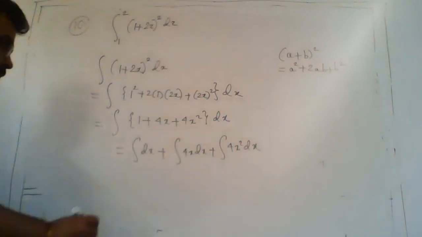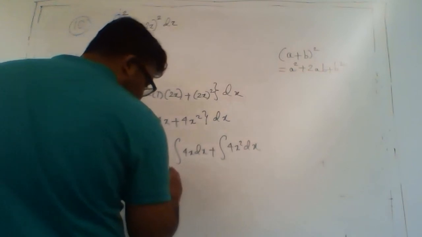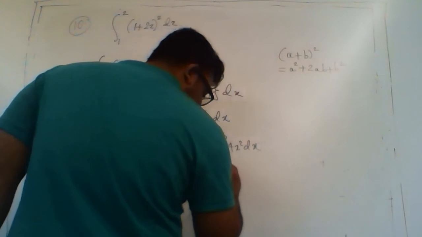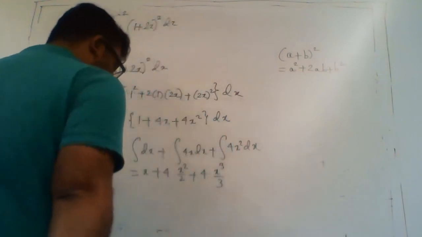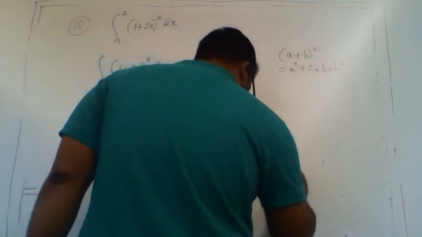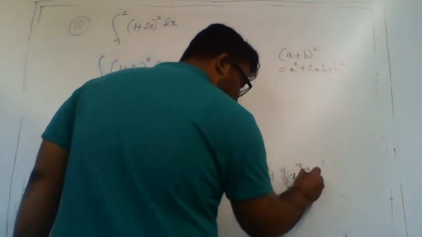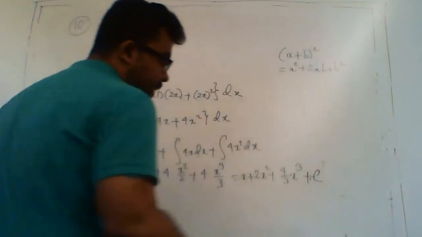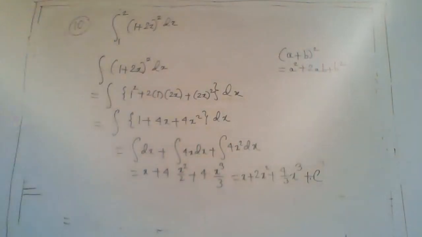So the first one is x, the second one is 4 times x square by 2, the third one is x cubed by 3. So you get x plus 2x square plus 4 by 3 x cubed, plus of course a c at the end. Then here you put the top value and the bottom value and find their difference.